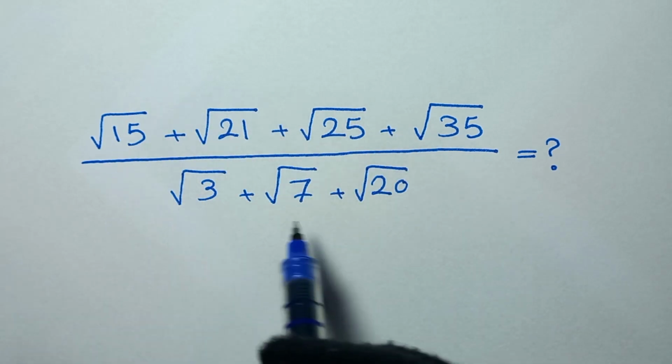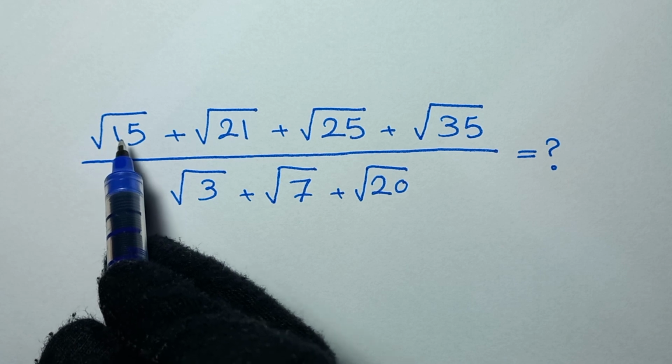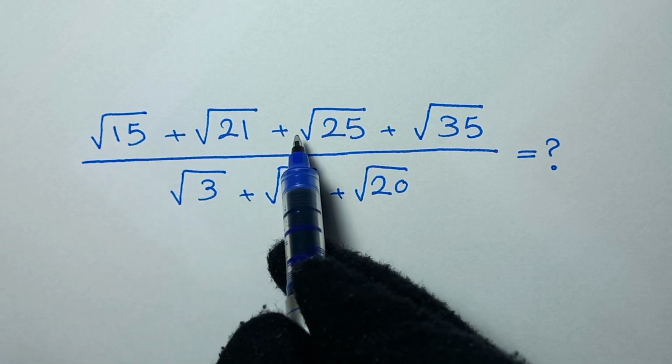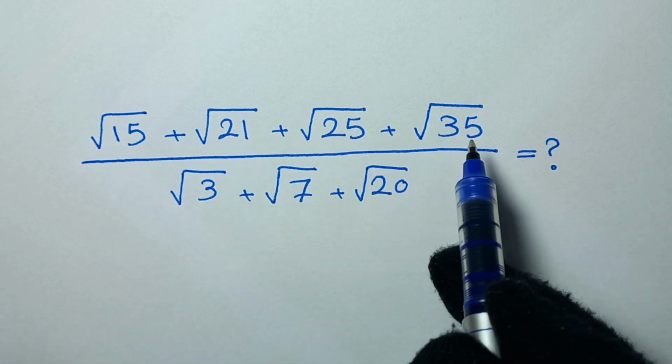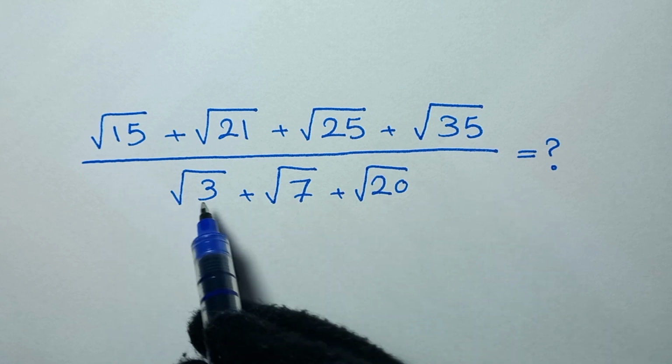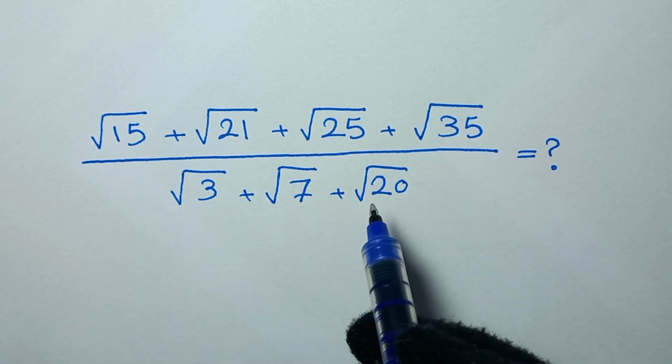To simplify this fraction, which is square root of 15 plus square root of 21 plus square root of 25 plus square root of 35 over square root of 3 plus square root of 7 plus square root of 20.